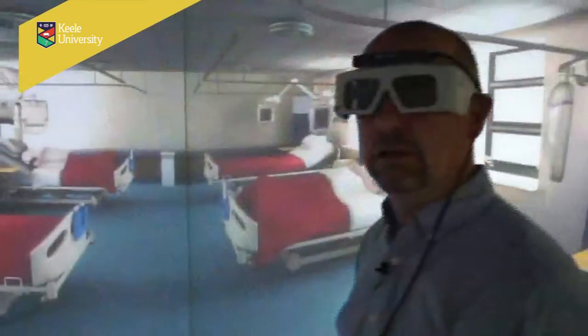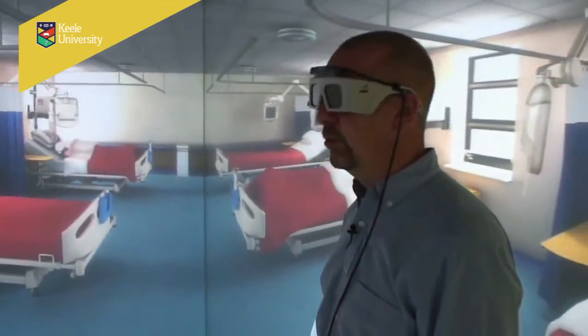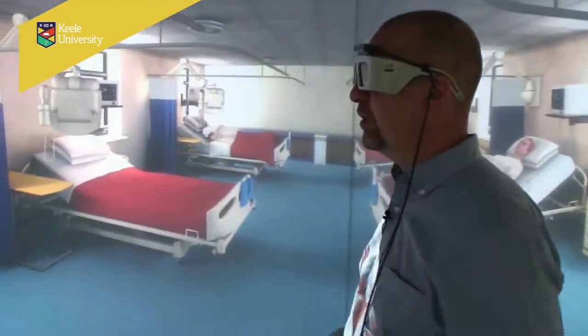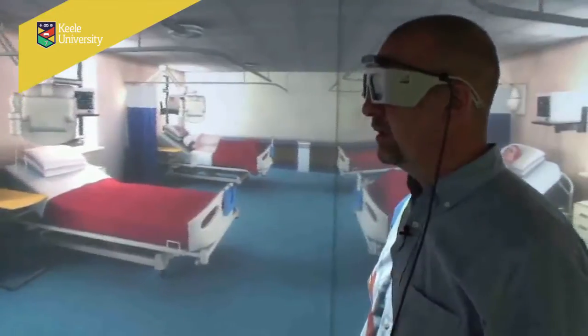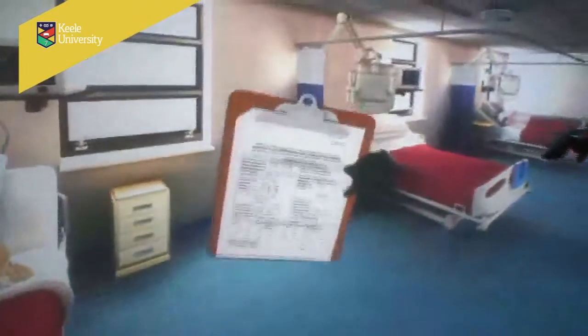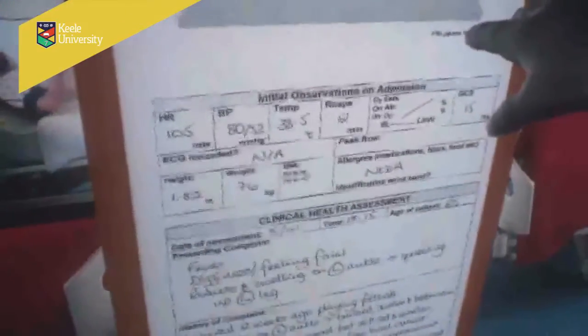So here we are again, back in the virtual ward. As you can see here, we've recreated as naturally as possible the ward environment. I can move forwards or back to this patient, have a look at the vital signs, pick up the drug chart, have a good look at it.